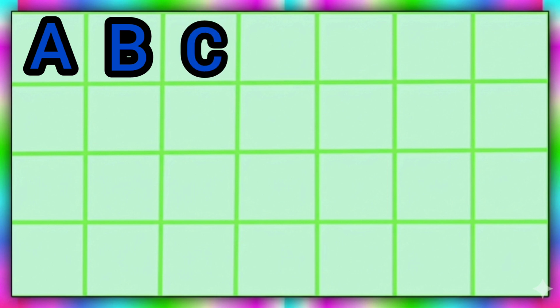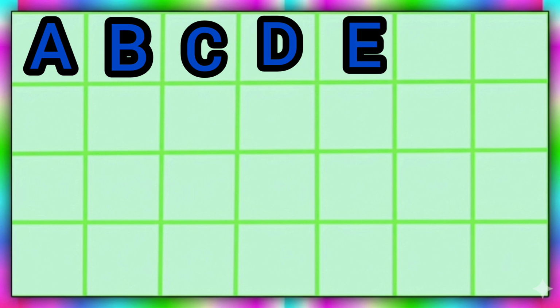A for apple. B for banana. C for cat. D for dog. E for elephant. F for fish.